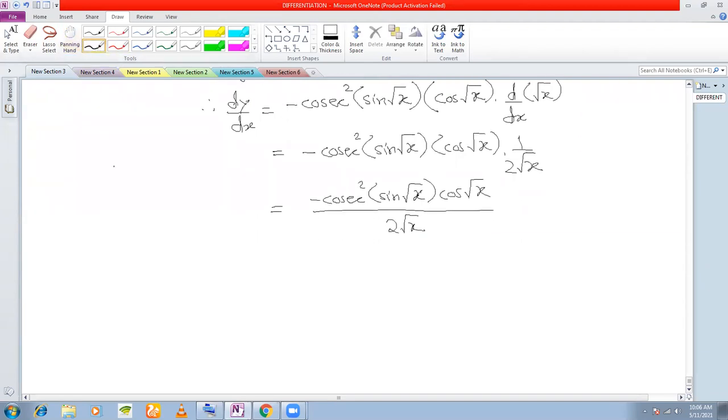Okay, let us move on to the next one that I gave you. The next one I gave you was root of 1 plus sin x by 1 minus sin x. Okay. Can you tell me how to do this problem? Should I use the u by v rule?